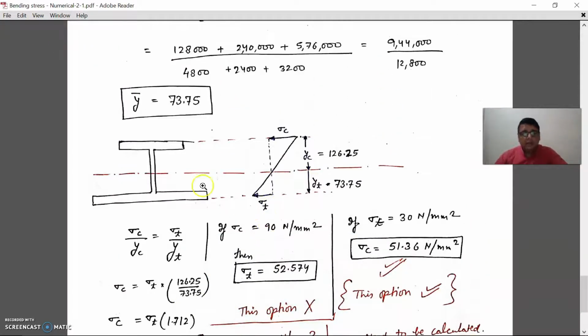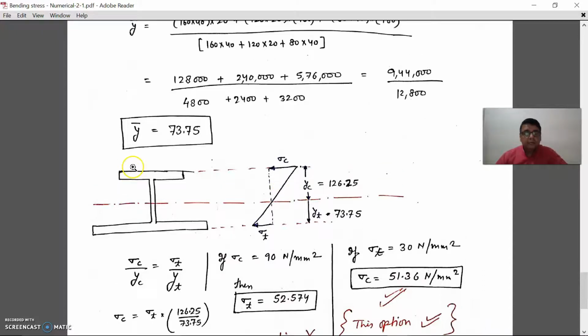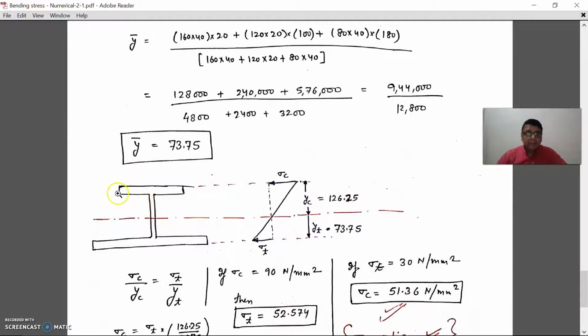Now this is the diagram of this beam, the side view. Now from this we can see that the lower side is in tension, so this side is YT, right? And the upper side is in compression, so this side is YC.